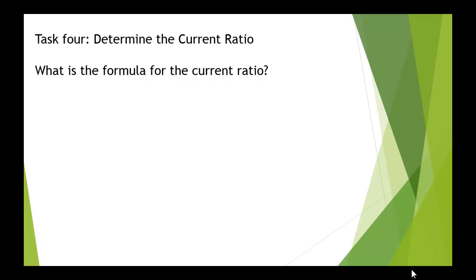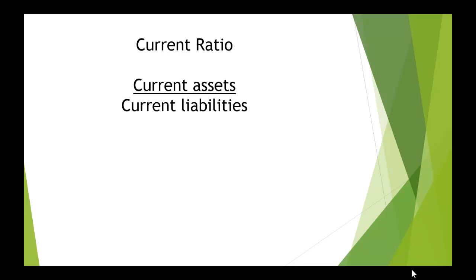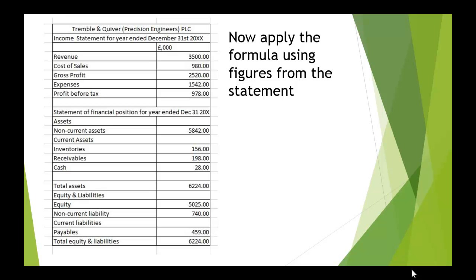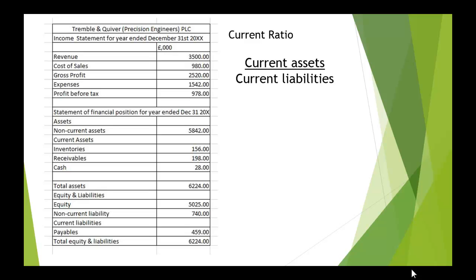Task 4, to determine the current ratio. What's the formula for the current ratio? The current ratio is the current assets divided by the current liabilities. So we will apply this formula using the figures from the statement. I want current assets and current liabilities.